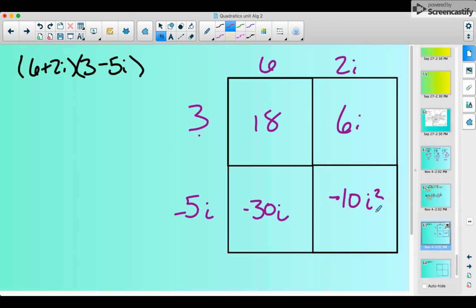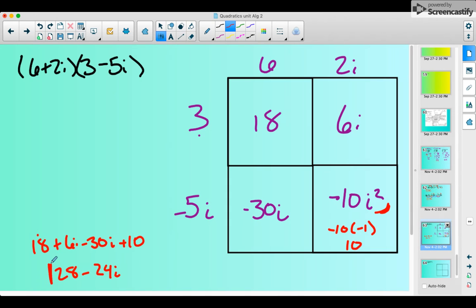Now, in your research, you learned that i squared is actually a negative 1. So this is actually negative 10 times negative 1, or positive 10. So if I wanted to write out my solution, it would be 18 plus 6i minus 30i plus 10, which then I can combine my like terms, my non-i pieces and my i pieces. Technically, if you write out your solution with an i squared in it, it is not simplified. You do need to figure out what that piece would become. So it's changing this from here into there and then combining your like terms.